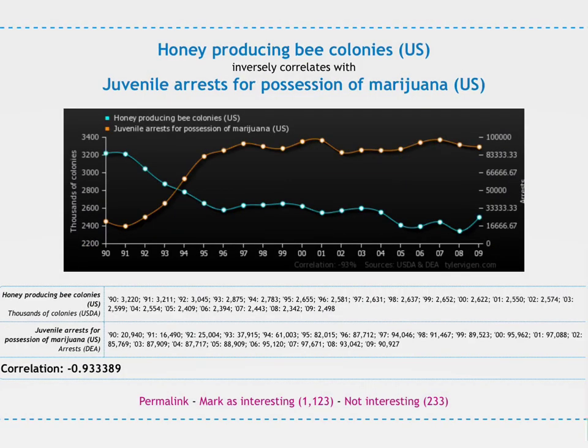And yet another example, here we have the number of honey-producing bee colonies in the US and the number of juvenile arrests for possession of marijuana, from 1990 to 2009. The correlation coefficient between these two variables is negative 0.93, again, very strong, right? But there's no real link between the number of honey-producing bee colonies and the number of juvenile arrests for marijuana possession, okay?